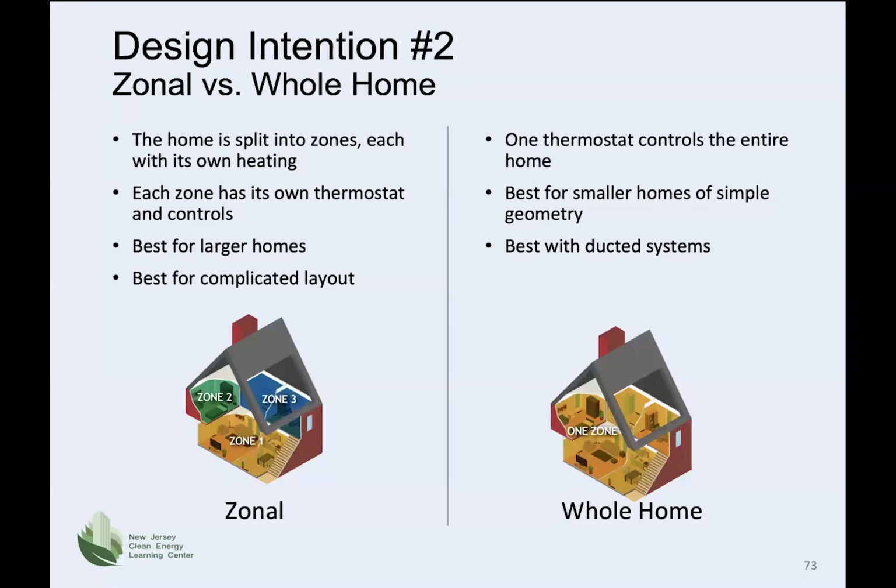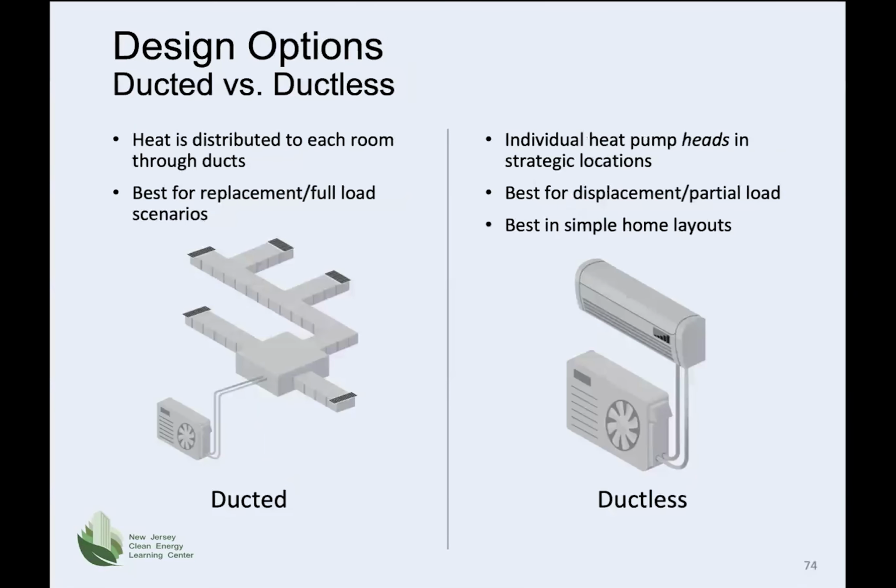And then on the right, this is a home really where it's all one zone. And this is generally more applicable to homes that are smaller and where you might have an existing ducted system or where you may want to use a ducted system. And also a home that maybe has a relatively simple layout. There's also the option, one of the larger areas of decision here, is whether you want to use a ducted system or a ductless system, or maybe a combination thereof. But we'll talk about just these two to start.